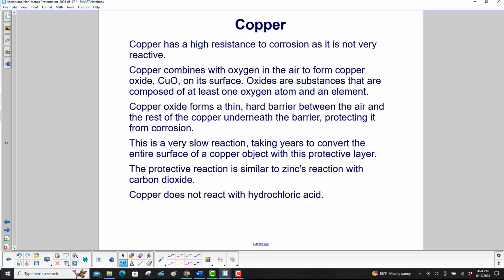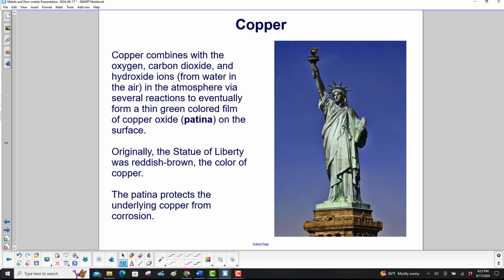Copper does not react with hydrochloric acid. Copper combines with the oxygen, carbon dioxide, and hydroxide ions from the water and the air in the atmosphere via several reactions to eventually form a thin green colored film of copper oxide, patina, on the surface. Originally, the Statue of Liberty was reddish-brown, the color of copper. The patina protects the underlying copper from corrosion.